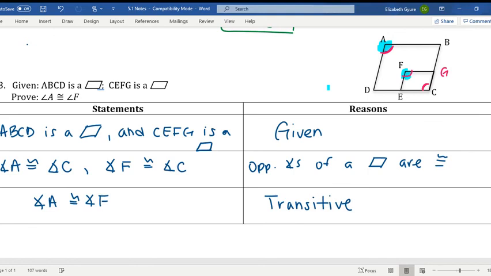Okay, so hopefully that shows you a way to use some of these theorems here. Let me know if you guys have any questions.